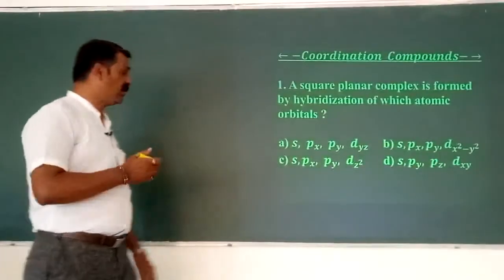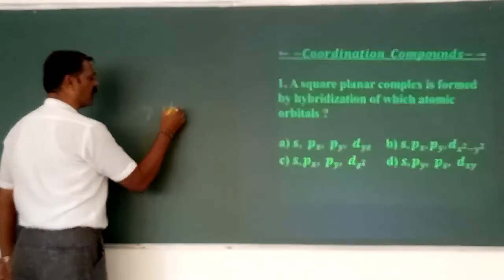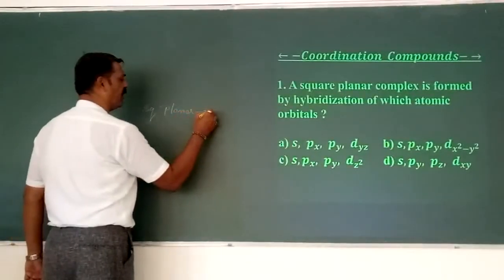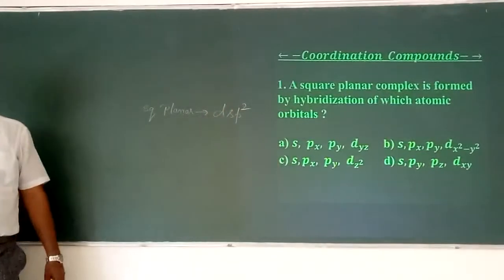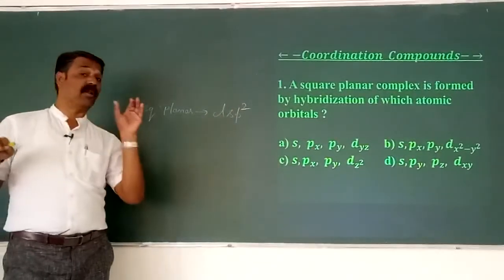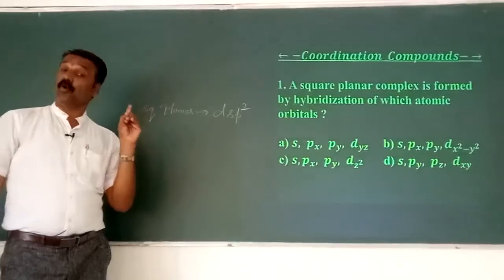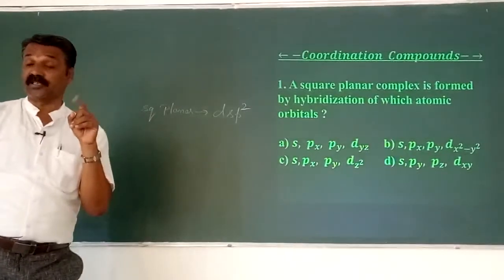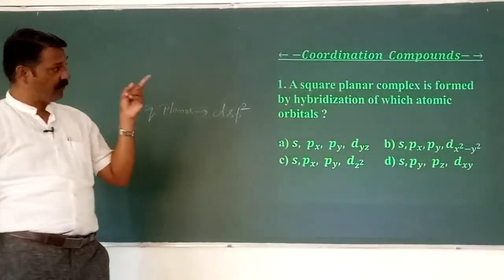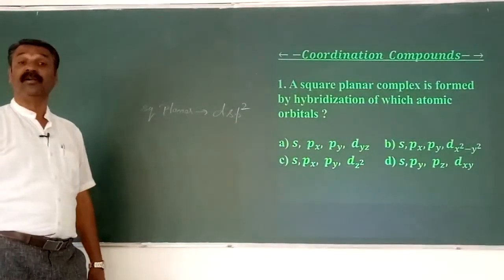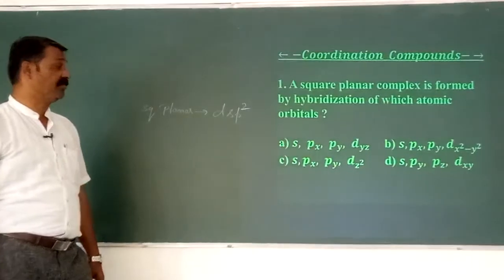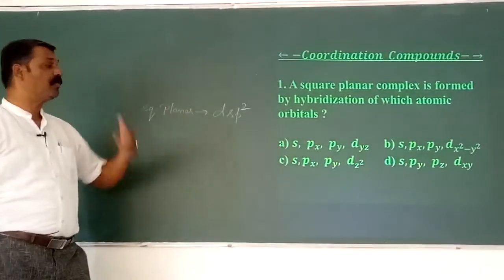As we know, if it is square planar, it is having a hybridization of the type dsp2. If it is sp3, coordination number 4 here, coordination number 4 with sp3 hybridization is tetrahedral. But if it is square planar, it must have dsp2 hybridization. Then what must that d be here?